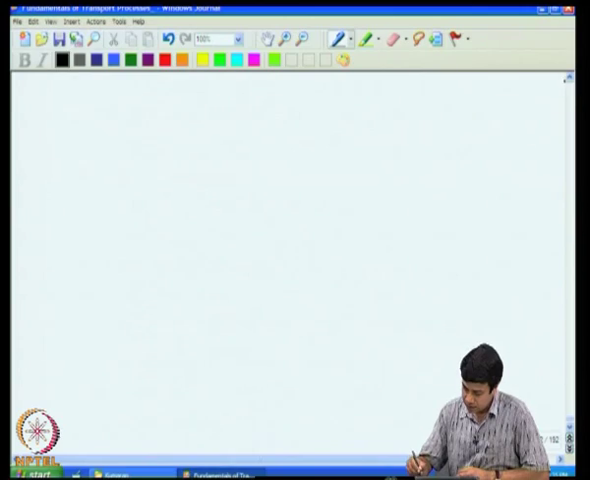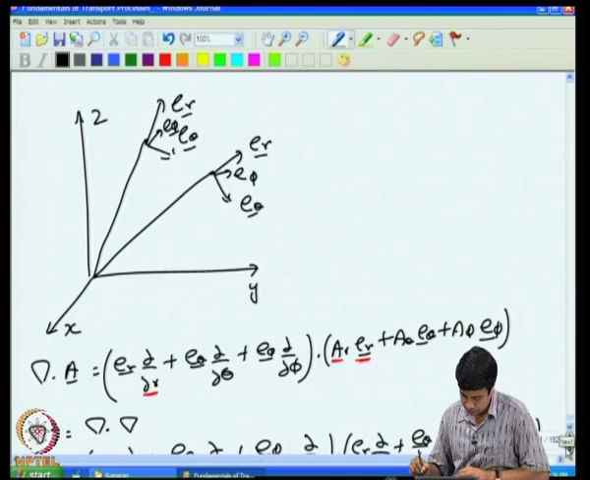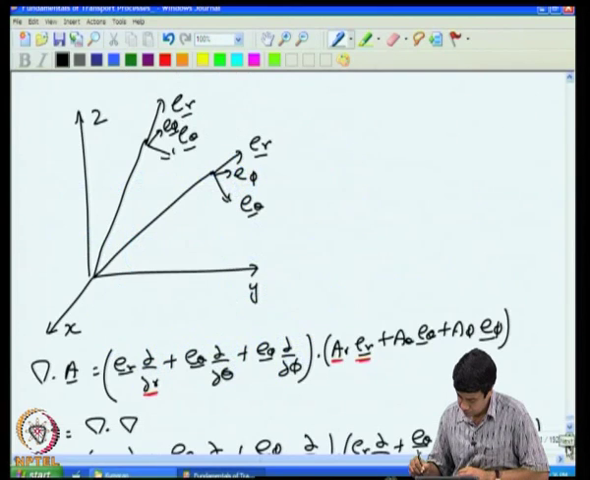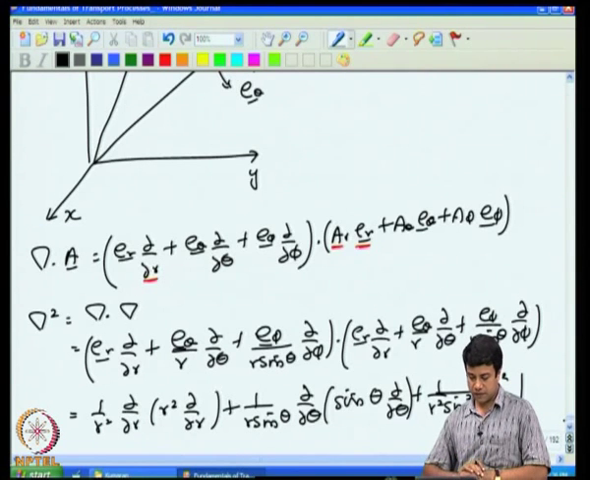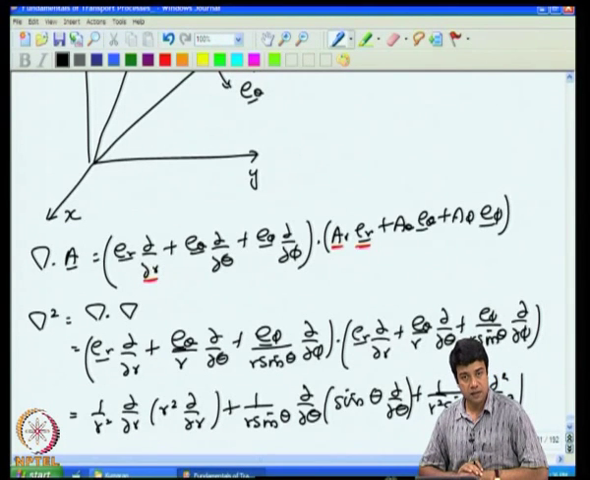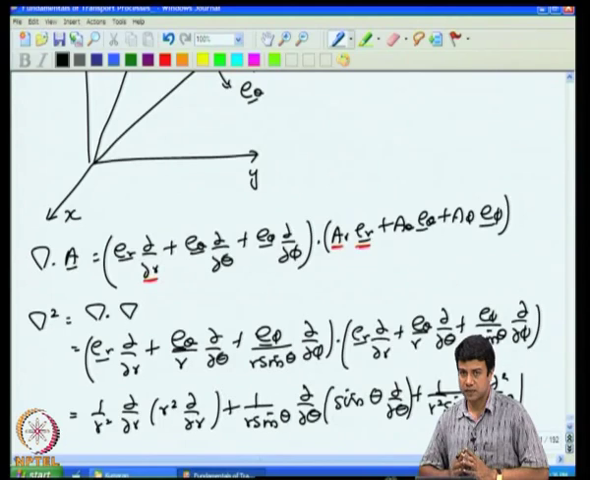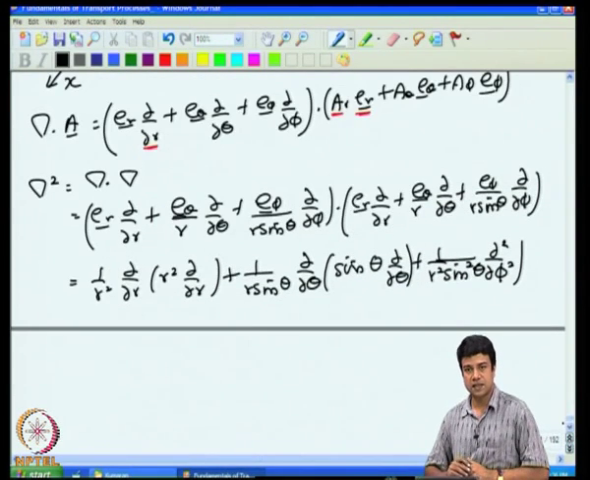The other way to do it is to actually use this expression for the divergence and the Laplacian and actually take the derivatives of the unit vectors with respect to r, theta and phi. That can be done. There is a well defined procedure for taking the derivatives of unit vectors with respect to coordinates, and when you do that you get exactly the same expression that I had got earlier by doing a shell balance. So, both of these procedures give you exactly the same result.